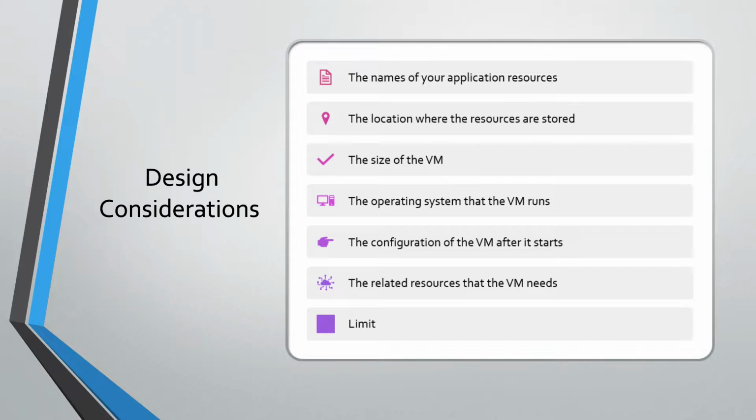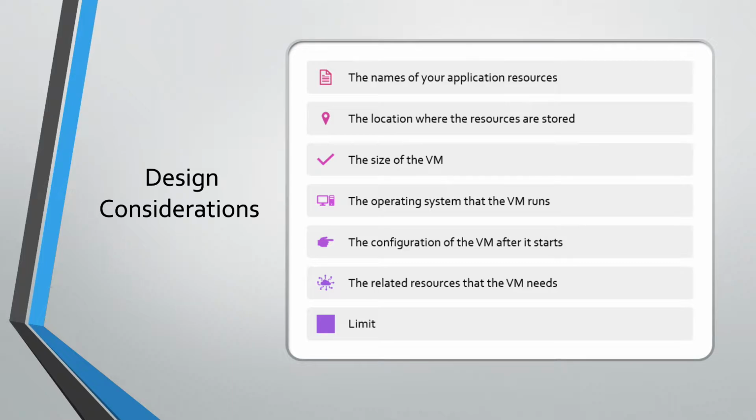Next is the size of a VM. We'll discuss the sizing in my next slide in detail, but there are multiple options such as general purpose or compute optimized. You need to decide on the size. What size of VM do you need for your task, if it is test or production? There are multiple options and the pricing is based on that.